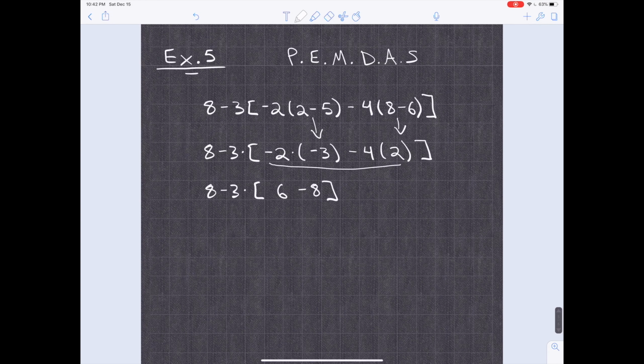All right, so let's continue. 8 minus 3 times 6 minus 8 is going to give us minus 2. And now we have 8, and then we have minus 3 times minus 2 is going to be positive 6. And we arrive at the final answer of 14.